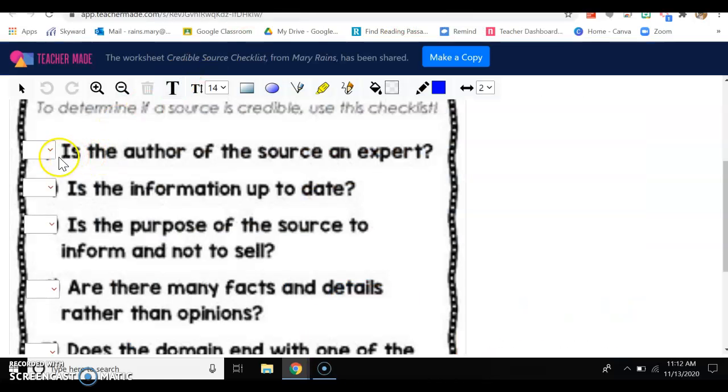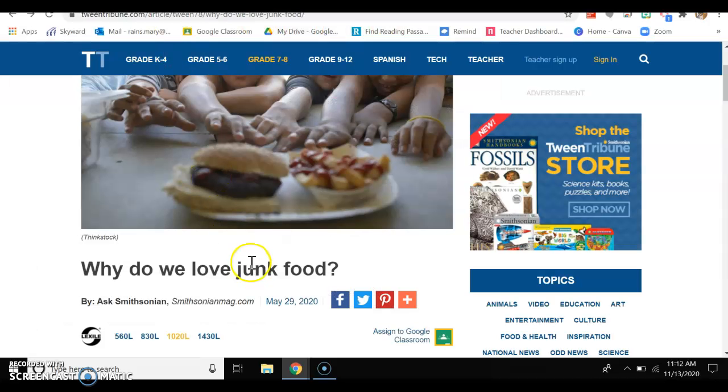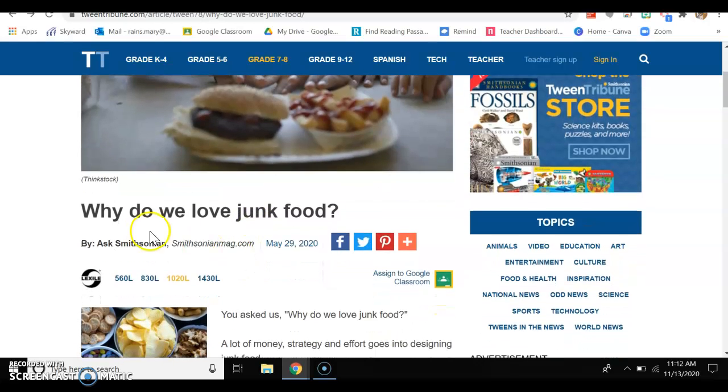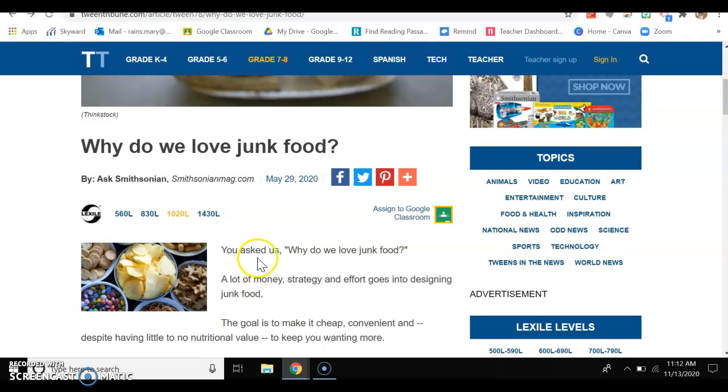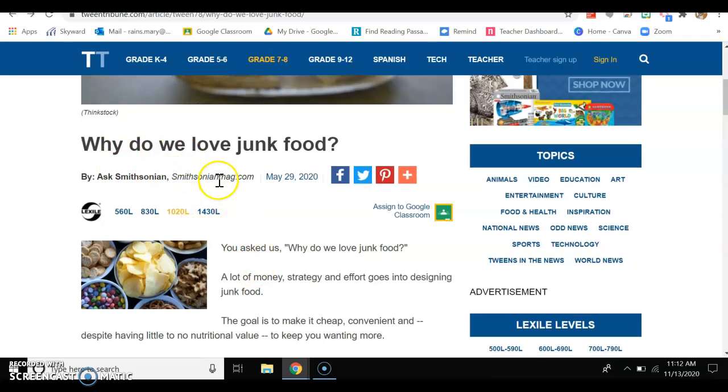So the first thing I need to look at, like I said, is whether the author of the source is an expert. Sometimes this is really hard to find. Normally around the title there should be an author's name. This one says Ask Smithsonian or SmithsonianMag.com. So I'm like, okay, that's a little weird, because I need to know who actually wrote this. I need to know if they're an expert in this field. Like, why should I trust this person to tell me about why we love junk food?